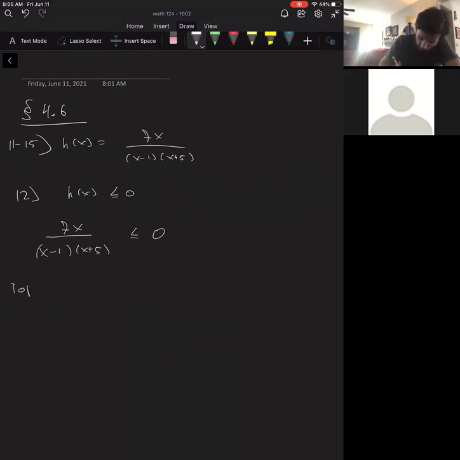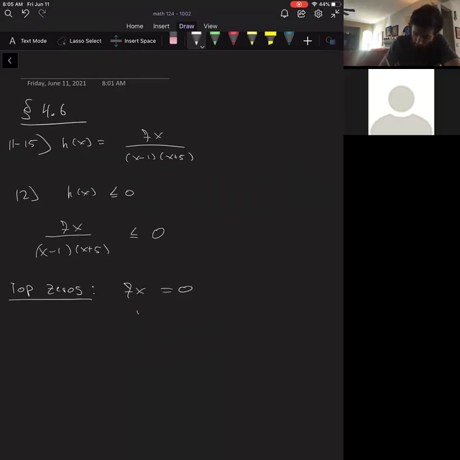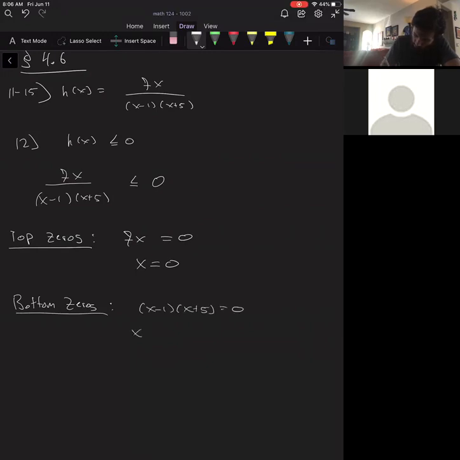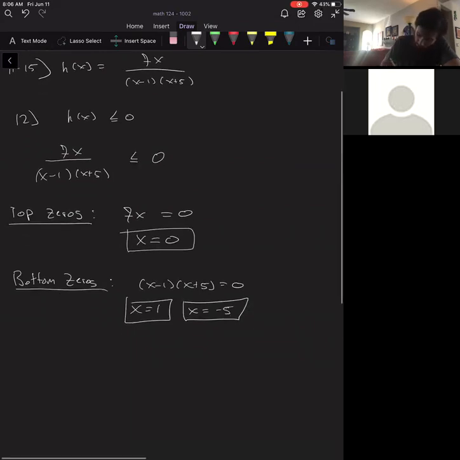So let's just call those top zeros. We'll do that first. When we say top zeros, we just mean when is the top of the fraction 0. The top of the fraction is 7x. When does this equal 0? If we solve for x, we just divide the 7 over, and we get x is equal to 0. So here's our top zero. Our bottom zeros are just whenever the bottom is equal to 0. This happens at x equals 1 and x equals minus 5. So we have these 3 zeros. What we do with these now is we get a number line and put these onto the number line.